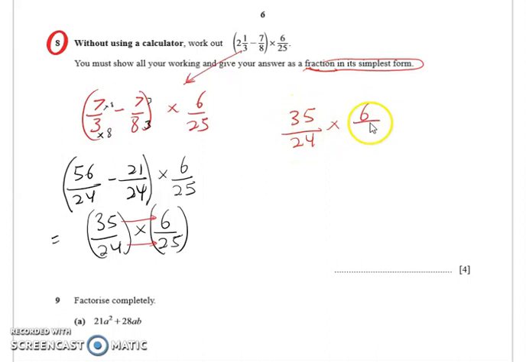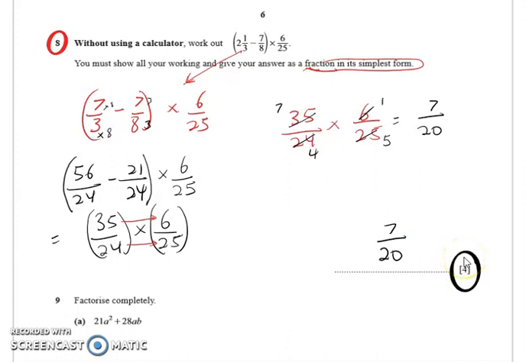24, 6, 25. Now 6 divided by 6, you get 1. 24 divided by 6, you get 4. Here we divide by 5: 35 divided by 5 is 7, and 25 divided by 5 is 5. So 7 multiplied by 1 is 7, and 4 multiplied by 5 is 20. This is our final answer, 7 over 20. For this question, we get 4 marks.